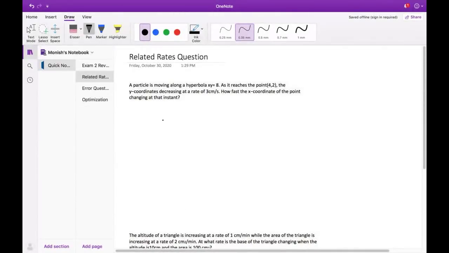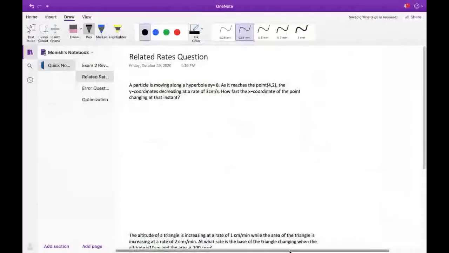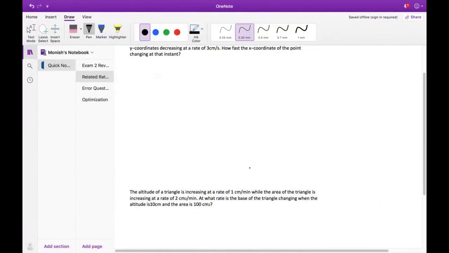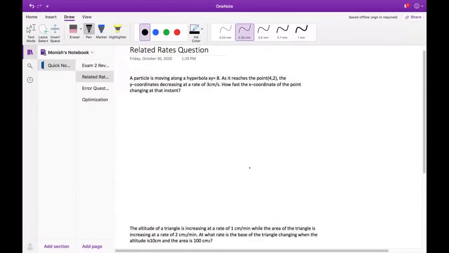So the first one is particles moving along a hyperbola. It gives you the function xy is equal to 8. Yeah, so the examples on your graded homework are pretty much the level of difficulty you can expect on your actual exam. In fact, they're probably harder examples than you'll see on your test, so they're good ones to work out. So for this one, it's asking you how fast the x-coordinate of the point changed at that instant. So basically, it's asking you what is dx over dt equal to.